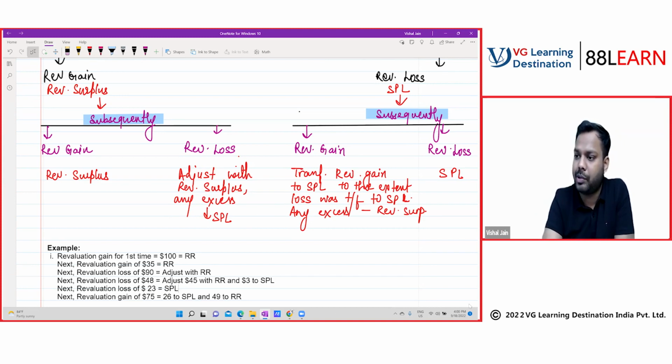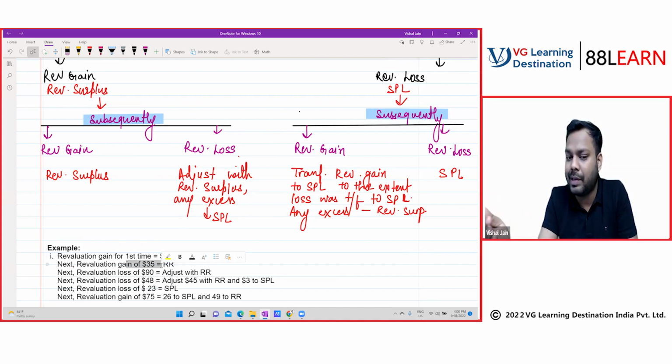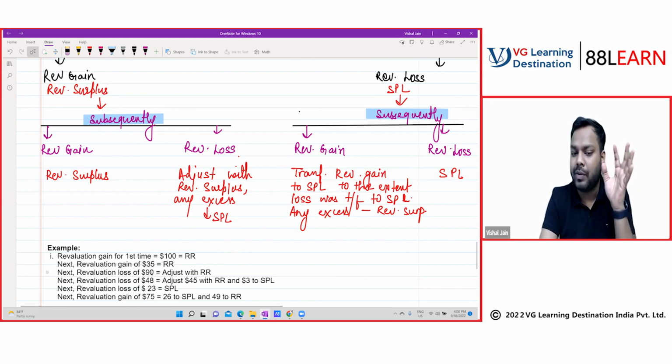That's totally logic based. Revaluation loss of 90. Okay. Now see, you had a balance of how much? In your pocket, you had a balance of 100. Then again, you got 35 rupees. So in your pocket, you had 135. Now you want to purchase an ice cream of 90. What will you do? You will reduce from that, right? You had 135, you spent 90. You still have 45.